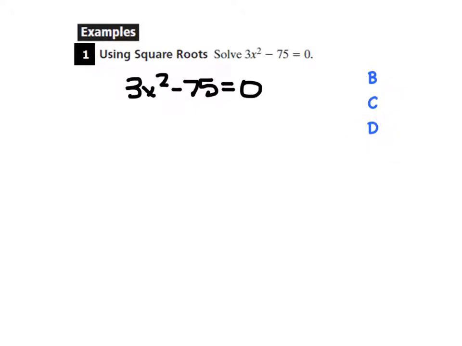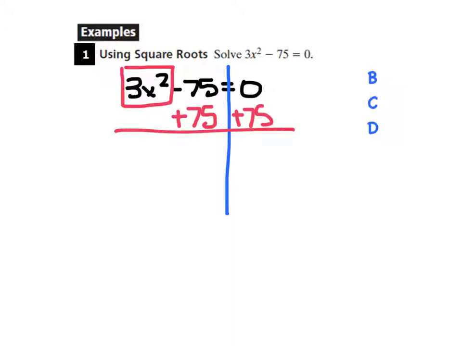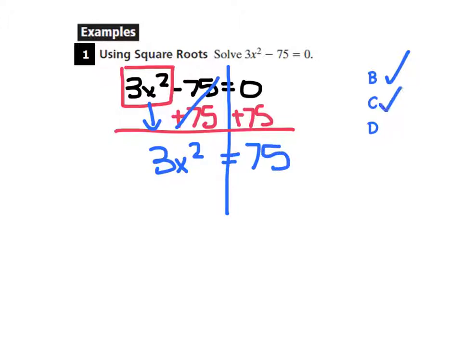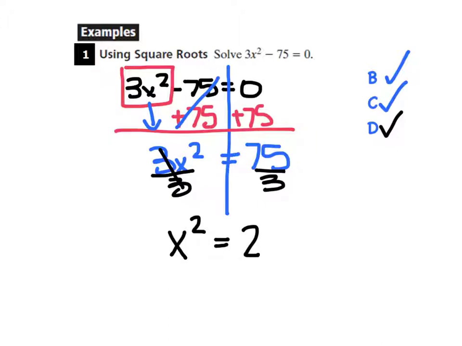So let's follow our steps here. First, I'm going to box my variable, which is the 3x squared. I notice that I have a minus 75 next to it, so I'm going to cancel it by making it a plus 75. What you do to one side, you got to do to the other. Bring down my box. We canceled what's beside it. 0 plus 75 is 75. Last step, D for divide by the number inside my box. So we end up with x squared equals 25.